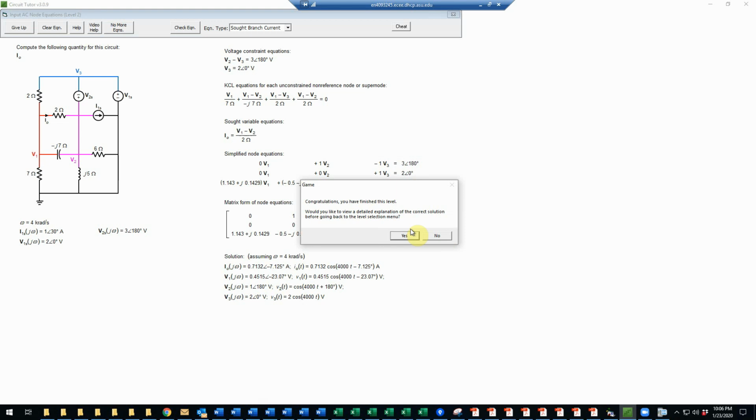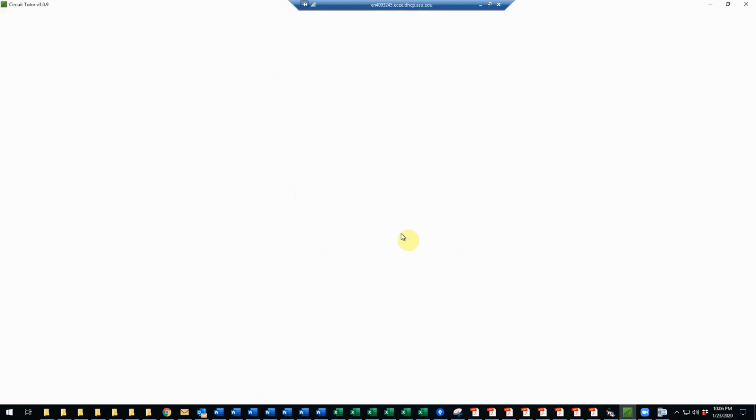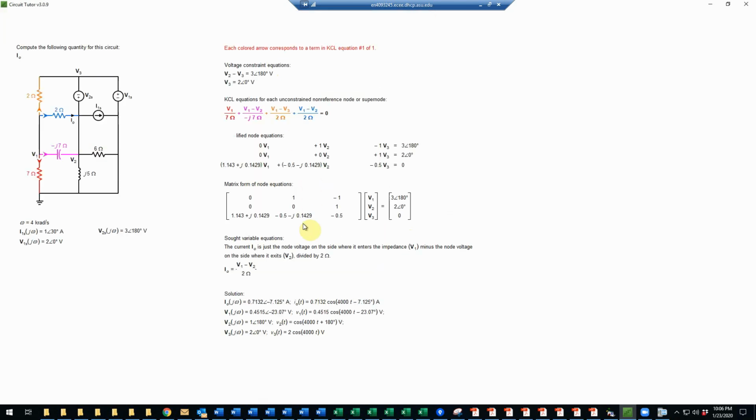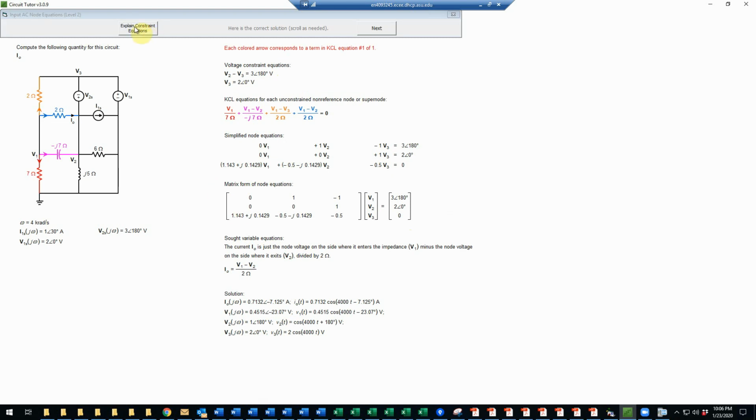And that basically completes the problem. You also can get a detailed explanation if you wanted to understand this KCL equation better, if you're not sure about that, or the SOT variable equations. So we can always click yes there and get a detailed explanation of those things, as well as if you wanted to know about the constraint equations, those are explained here. So that concludes this problem.